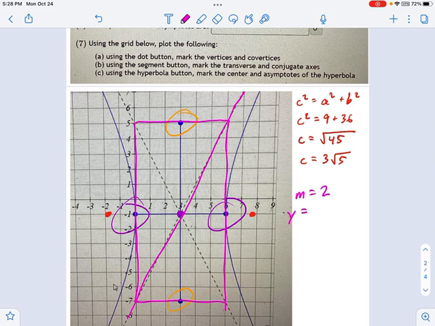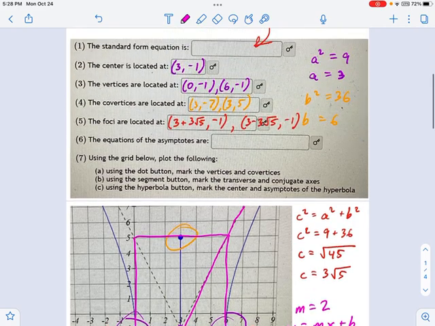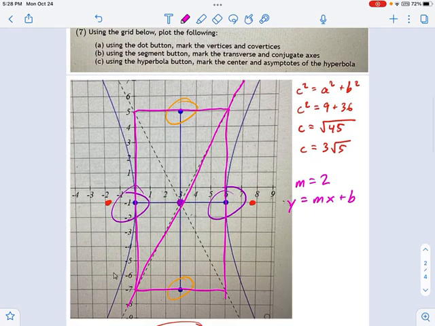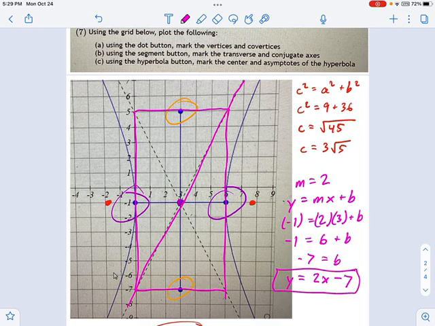So we simply make this equation y equals mx plus b, and we plug in the center point for our y and x. So for us, the center of this thing was located at 3, negative 1? Great. So I plug in my negative 1 y, my 2 slope, my 3 x, and say plus b. So this becomes negative 1 equals 6 plus b. That means b equals negative 7. So the equation for that asymptote that I just drew is going to be 2x minus 7. No fractions, that's a treat.